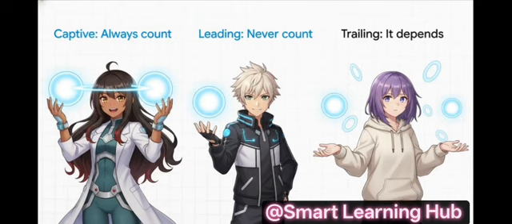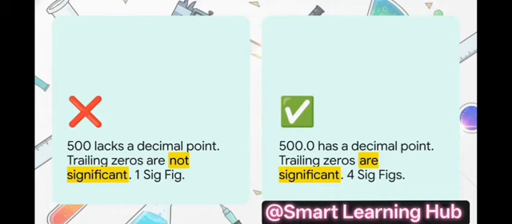But then, third, we have trailing zeros. Zeros off to the right. And for these, well, it depends. And this is exactly where people get trapped. And this brilliantly illustrates the trailing zero trap. Take the number 500. There's no decimal point anywhere. And because there's no decimal, those trailing zeros are not significant. It's just 1 sig fig. But if we change it to 500.0, adding that one tiny little dot, suddenly those trailing zeros are significant. Every single digit counts now, giving us a total of 4 significant figures. It's kind of crazy, right? The mere presence or absence of a decimal point dictates the entire physical reality of that number.